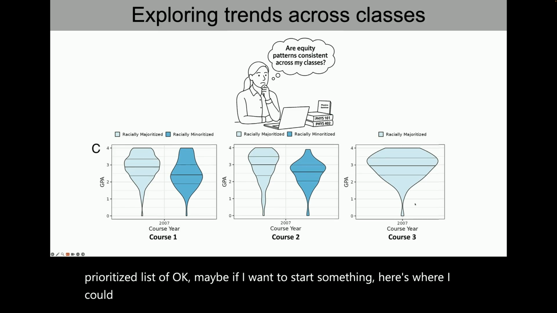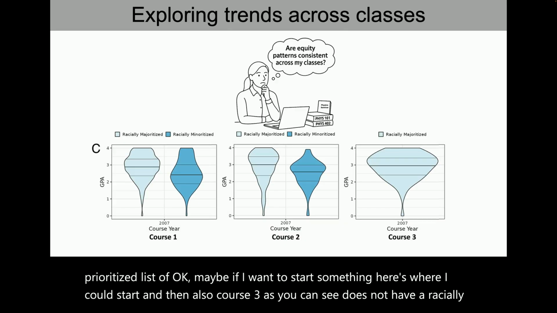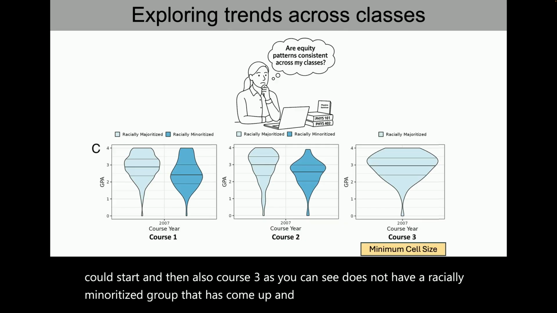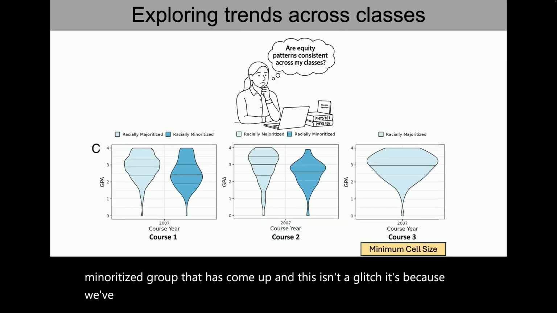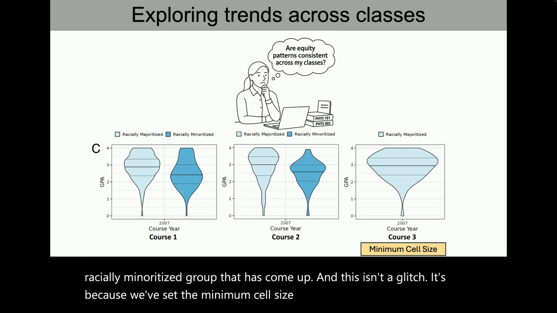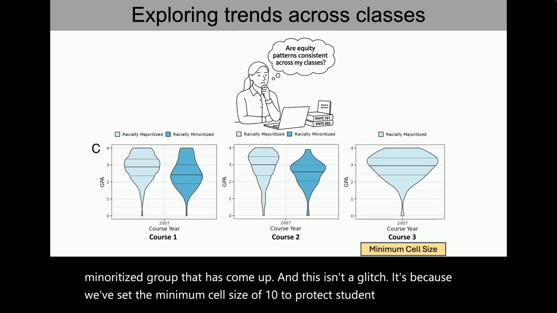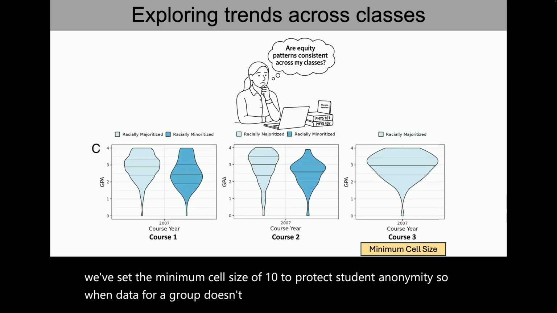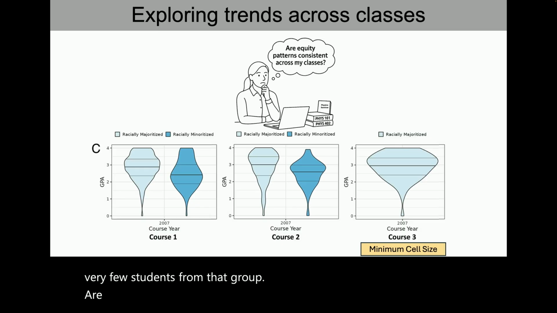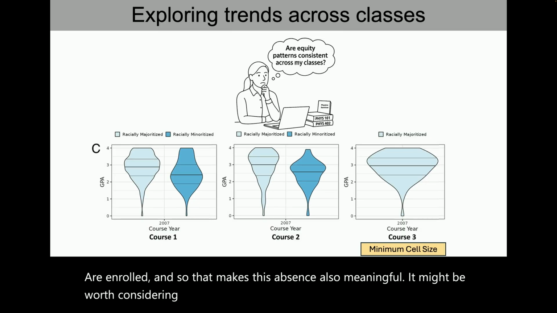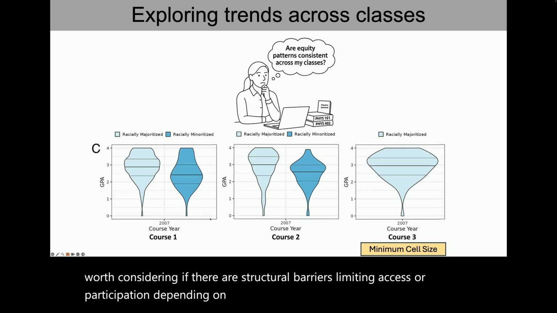And then also, course 3, as you can see, does not have a racially minoritized group that has come up. This isn't a glitch. It's because we've set a minimum cell size of 10 to protect student anonymity. So when data for a group doesn't appear, it often means that very few students from that group are enrolled. That makes this absence also meaningful. It might be worth considering if there are structural barriers limiting access or participation, depending on your educational context.